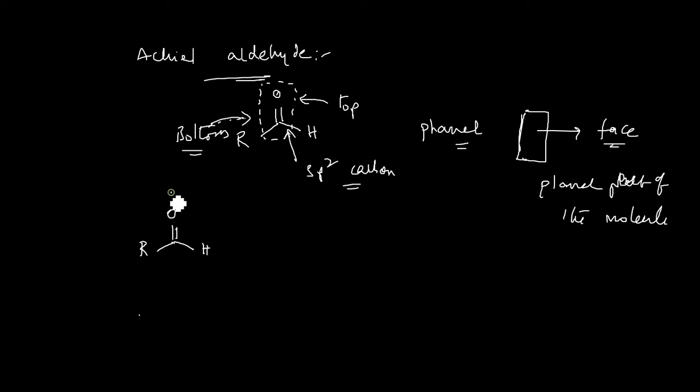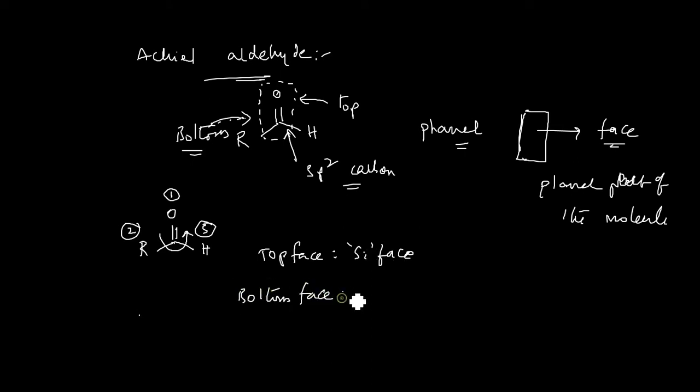The viewer can view from the top face, so give the priorities. Oxygen gets the highest priority, then alkyl, then hydrogen, so this is anticlockwise. That means the top face here is the Si face. This notation is generally Si face, and the opposite one, the bottom face, is different. If the viewer looks from the bottom face, you will get the opposite of the Si face, which is called the Re face.